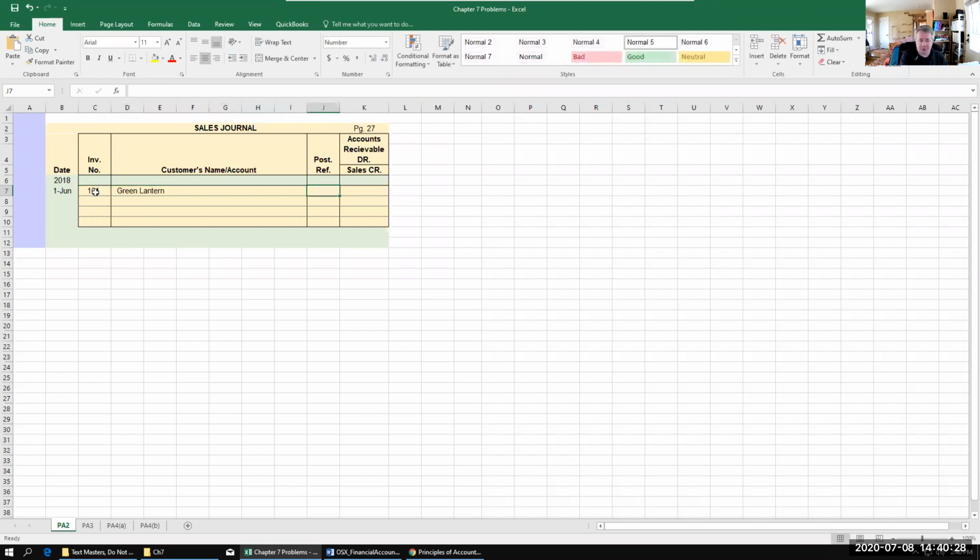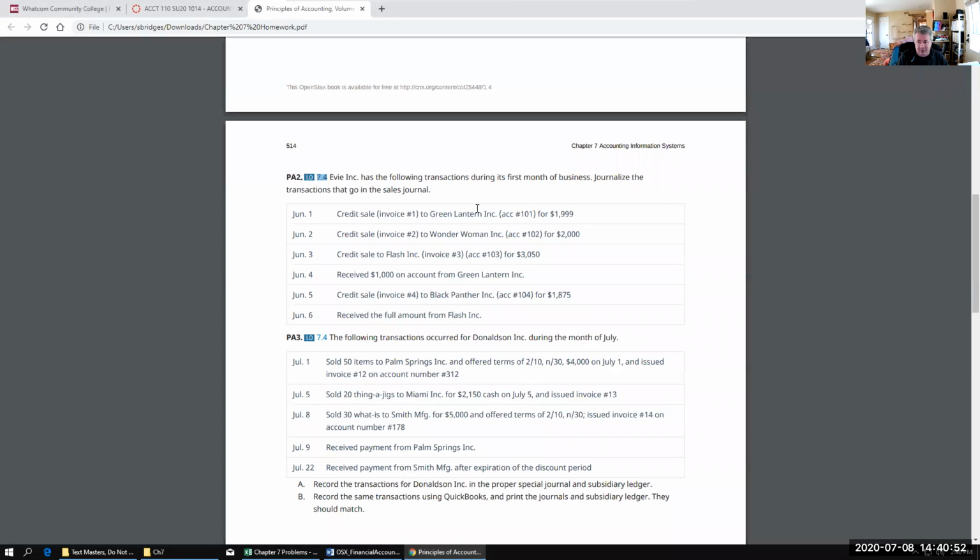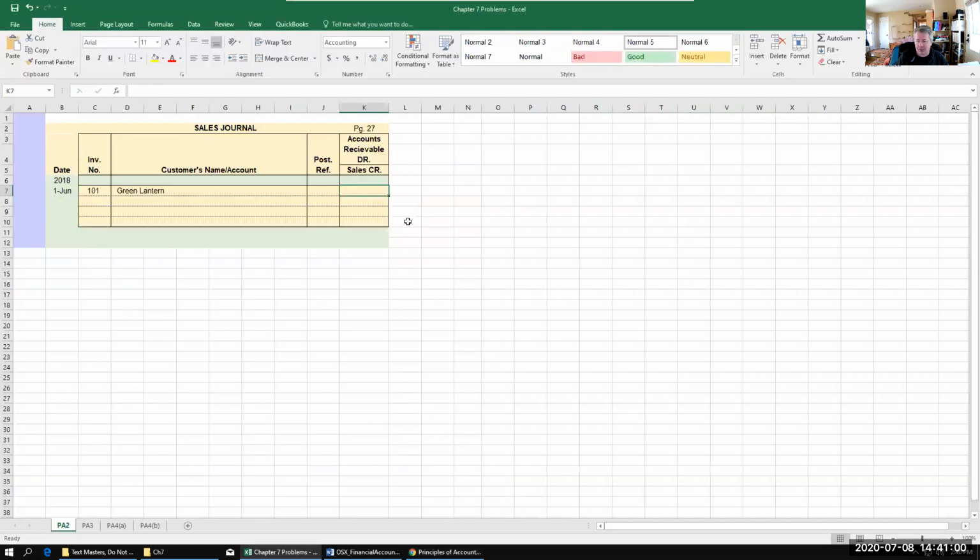And our post reference, I don't know that we have a really good one. It doesn't really mention any page numbers or any references, so this could be left blank. And then the amount, I should say, is 1999, right? We go back over here, we see the credit sale invoice, Green Lantern, that account number, and there's the invoice, and then there is 1999. Pop over here, 1999, right there.